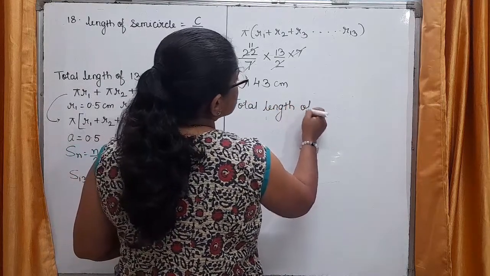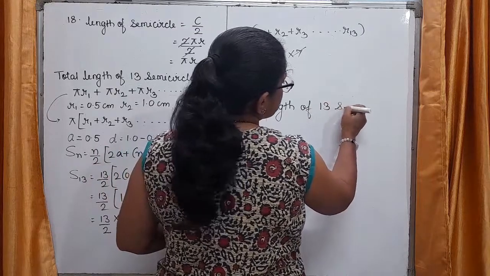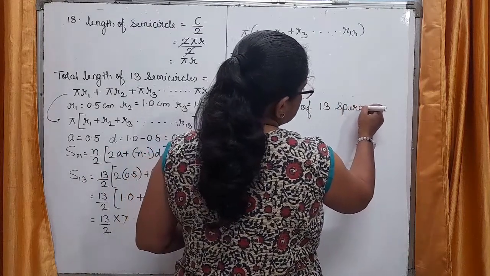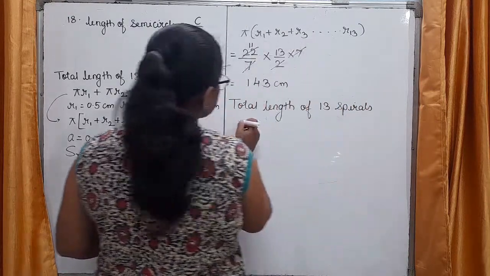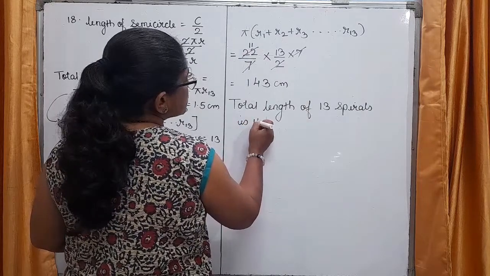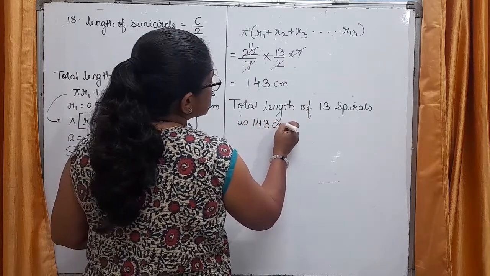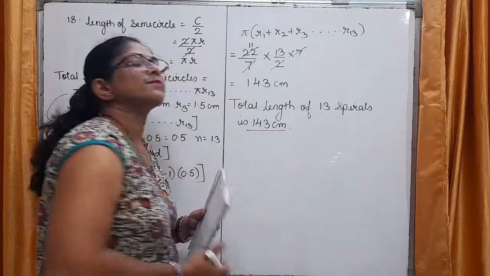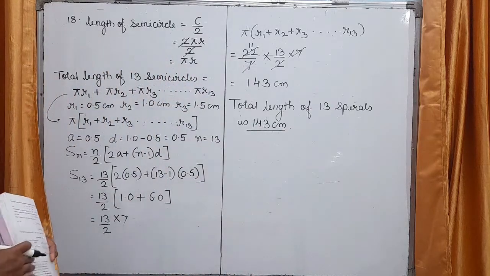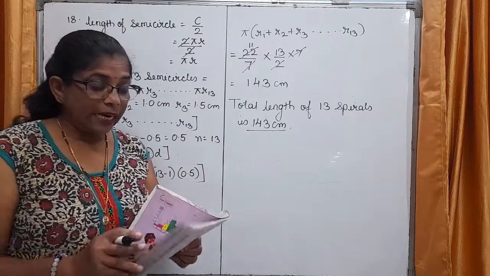Total length of 13 spirals is 143 centimeters. So here we complete our problem number 18.